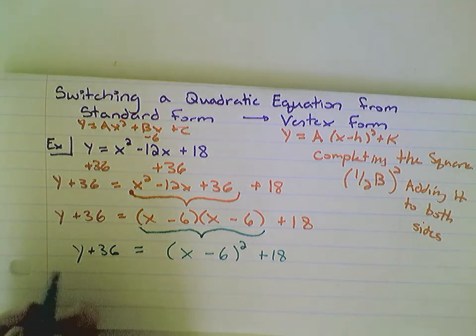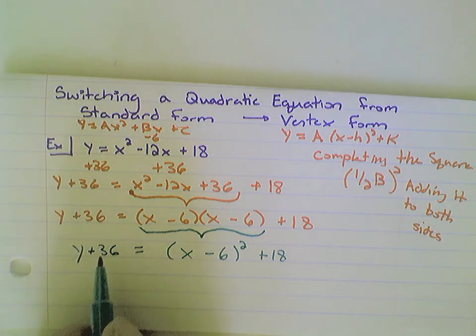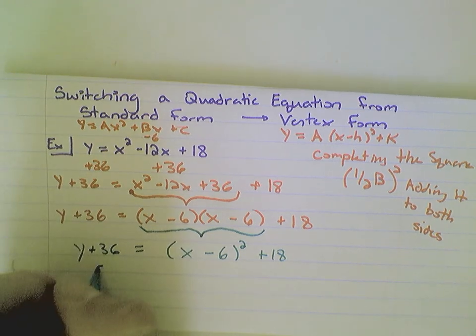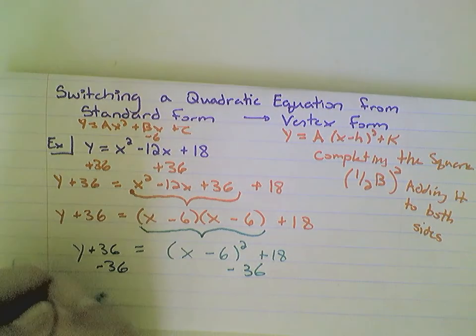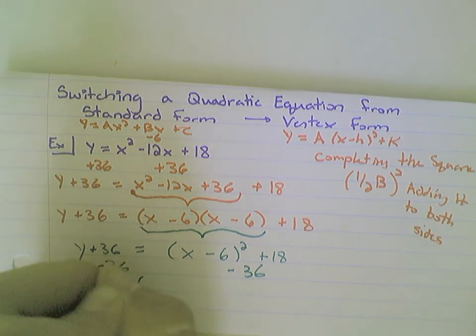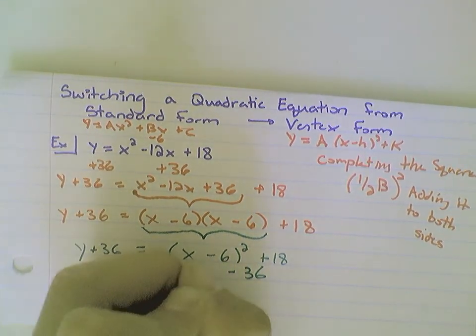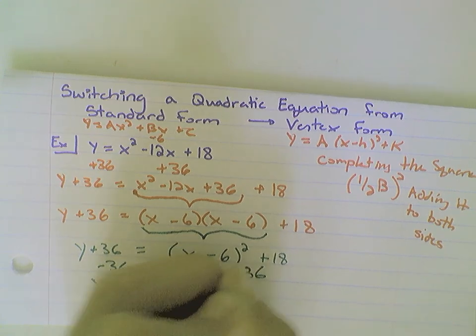And then the last step is just to subtract this 36 off. So I subtract 36, and I'll get y equals (x minus 6) squared minus 18.